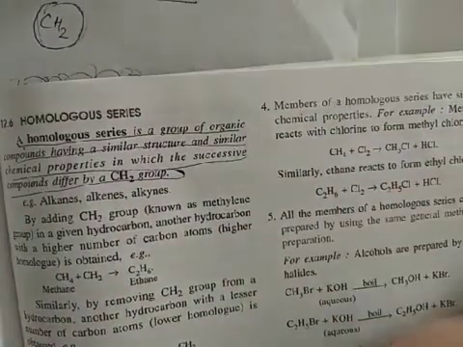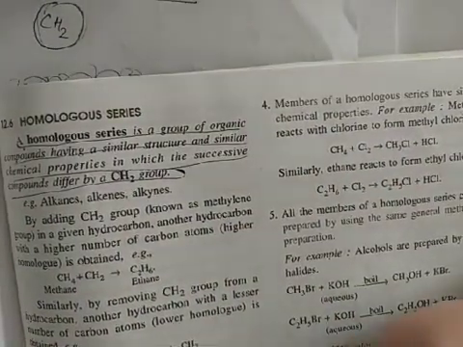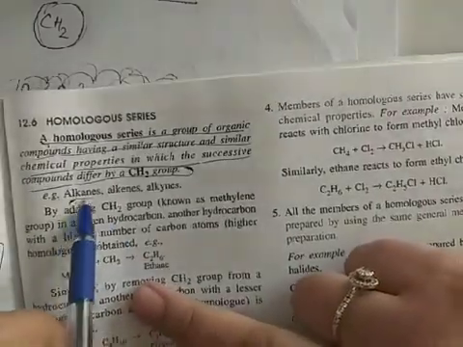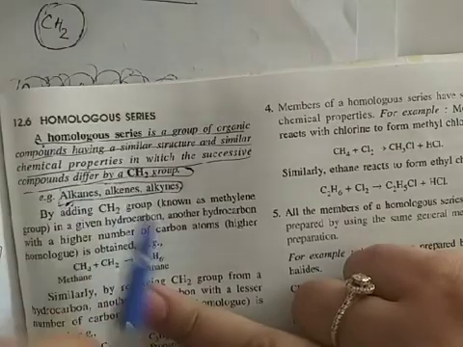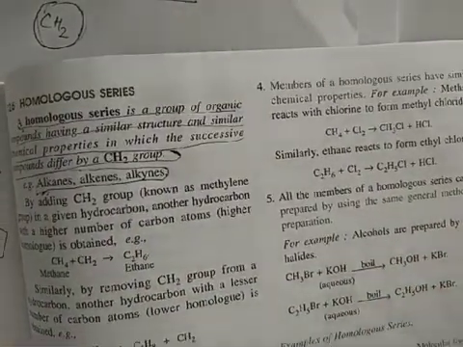You don't need to write each and everything. Just take this and write it in your notebook. A homologous series is a group of organic compounds having a similar structure and similar chemical properties in which successive compounds differ by CH2 group. Then alkanes, alkenes and alkynes are their examples. Correct. Now, what are the characteristics of homologous series?